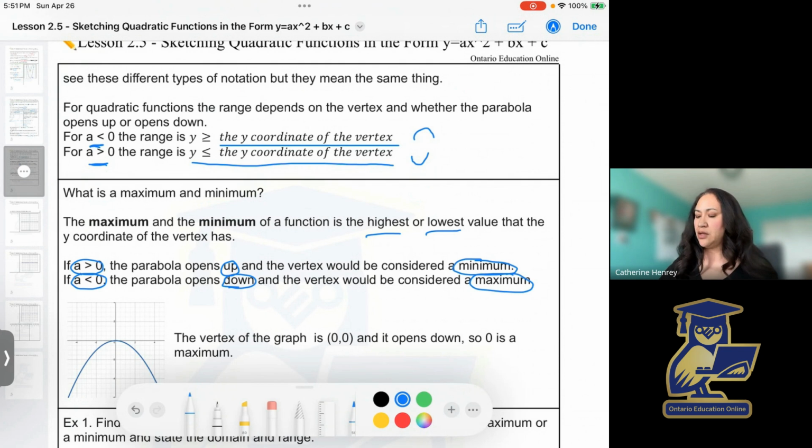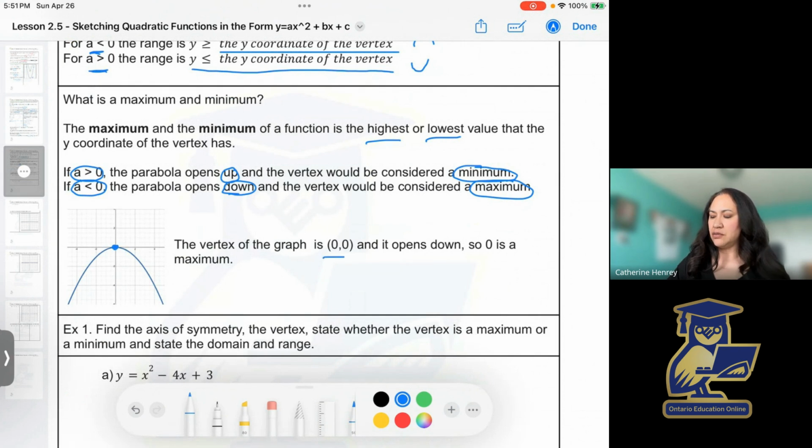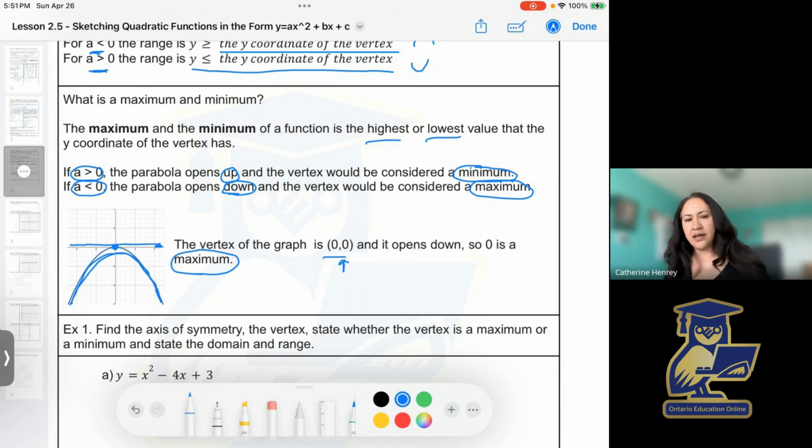So if we take a look at the graph, the vertex here is 0, 0, but it opens down. So the y value of the vertex, which is 0, is considered to be a maximum. So you can see that this parabola is never coming up over the horizontal line here.